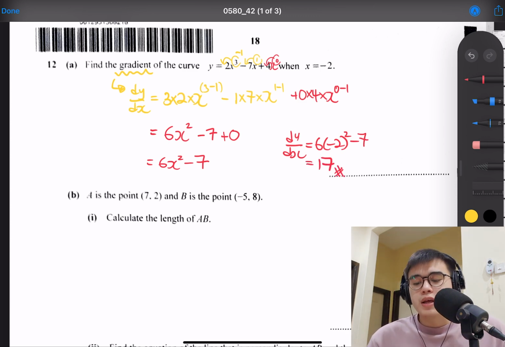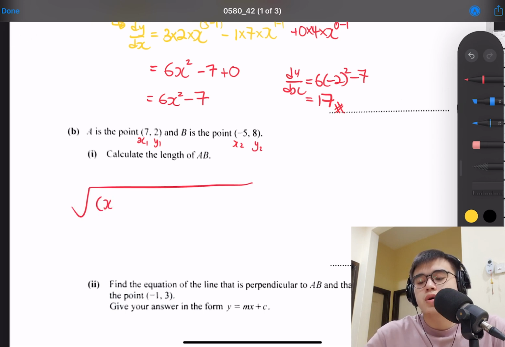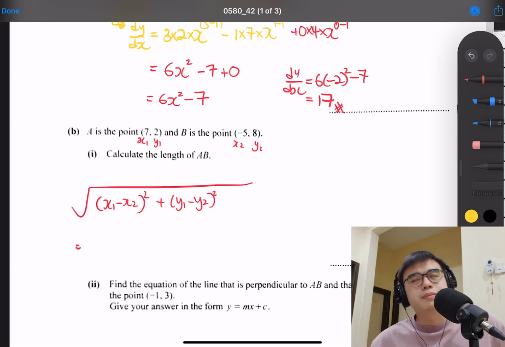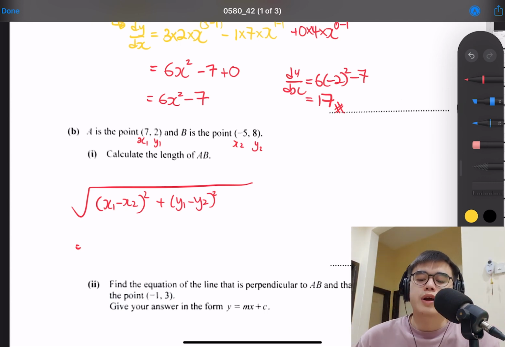For part B, calculate the length of this. All you need to do is to substitute into the formula. Pretty straightforward. Nothing much is involved here. The formula goes by (x1 minus x2) squared plus (y1 minus y2) squared. Whether you want to use x or y first, it doesn't really matter. If you want to use (x2 minus x1) squared plus (y2 minus y1) squared, you also get the same answer anyway.